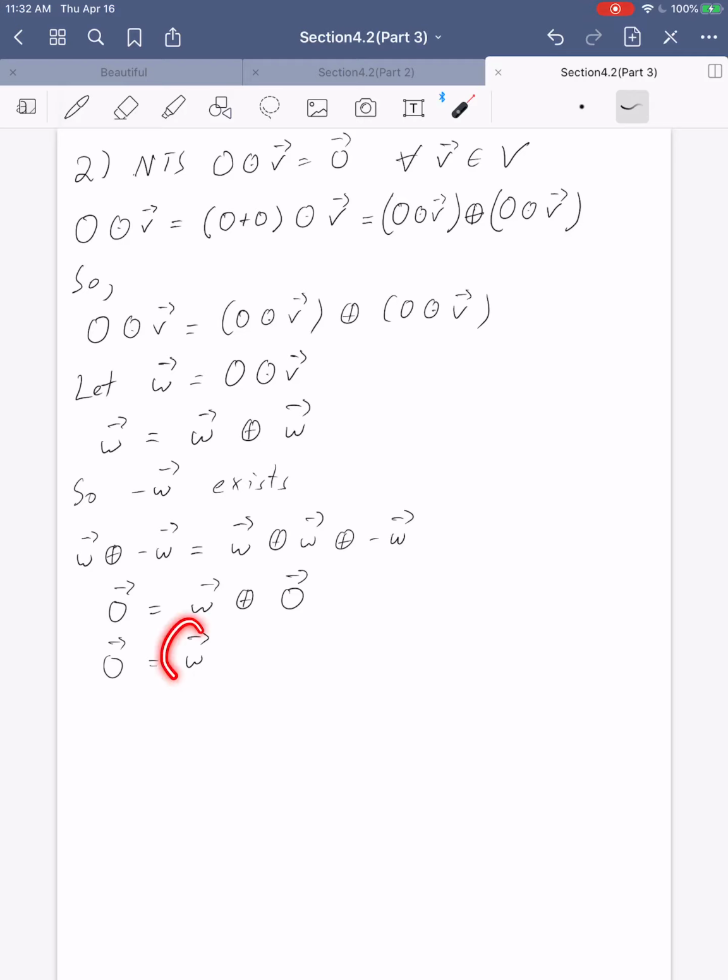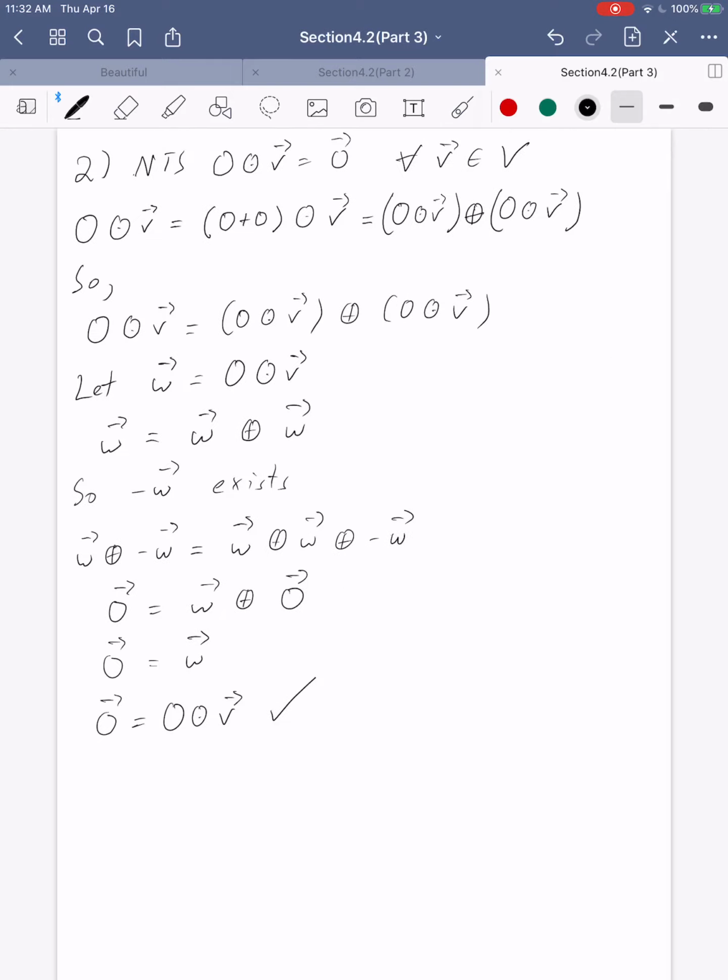Well, what was W here? Well, W we defined as that guy right there. So we get 0 equals 0 scalar multiplied with V. Well, if we look at that, it's reversed, but that's exactly what we wanted to show. So we proved that if you take the scalar 0 and scalar multiply it with any vector, you get the 0 vector. Okay, let's go ahead and take a look at 3.